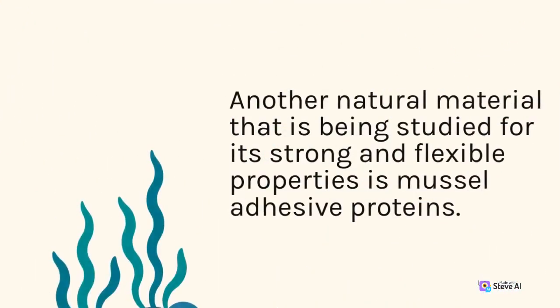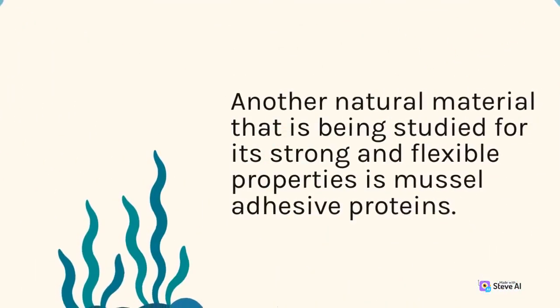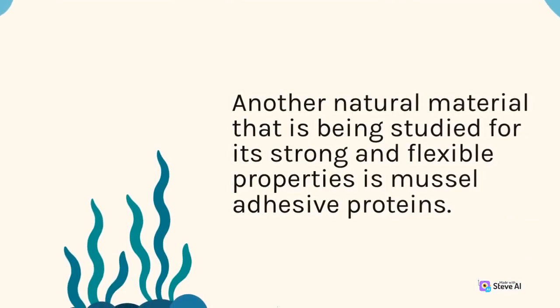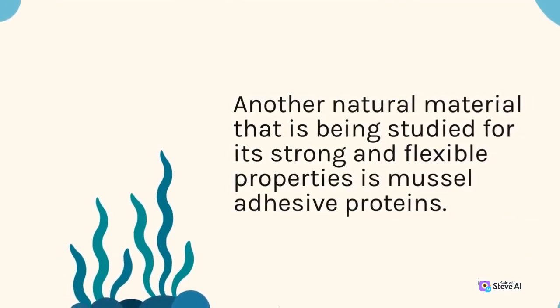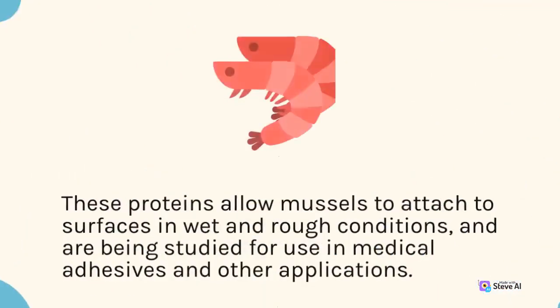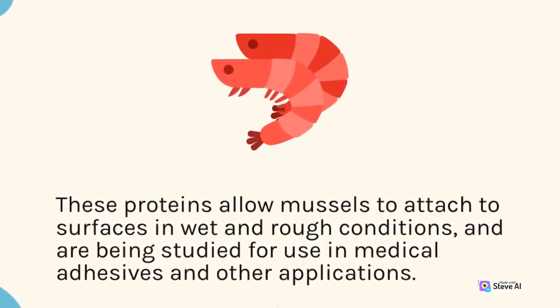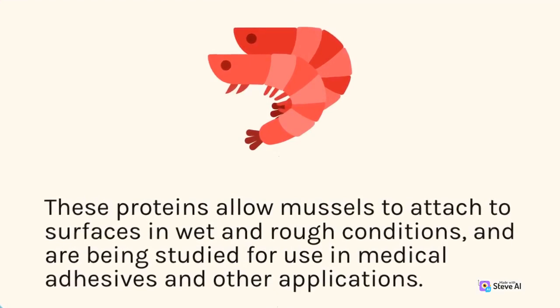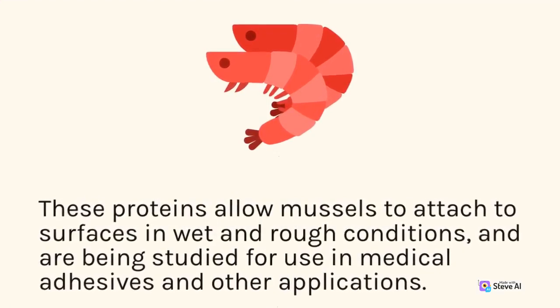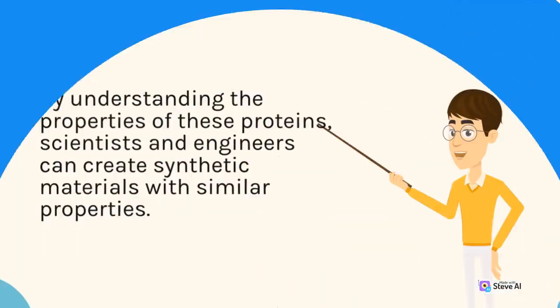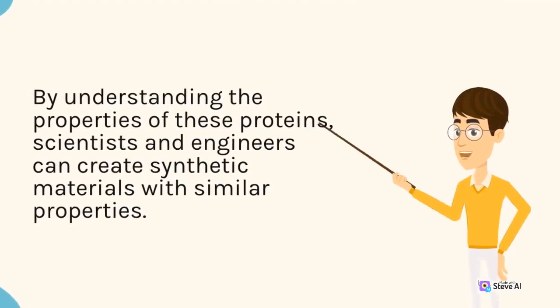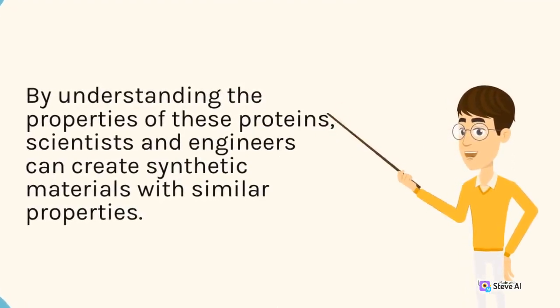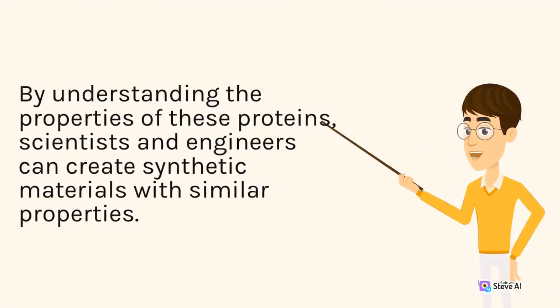Another natural material that is being studied for its strong and flexible properties is muscle adhesive proteins. These proteins allow muscles to attach to surfaces in wet and rough conditions, and are being studied for use in medical adhesives and other applications. By understanding the properties of these proteins, scientists and engineers can create synthetic materials with similar properties.